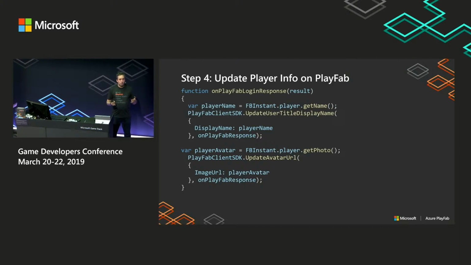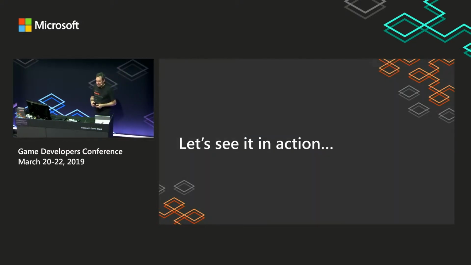The other thing that you're going to want to do is have the information like the player name and the player avatar available for you in PlayFab, so that when you're rendering things in your communications, you can take advantage of it. So after you did that login, you're going to want to check whether those have changed, and update the display name and update the avatar URL using the data that you got back from the Facebook Instant Games SDK. Let's see it in action. Sorry, I was excited to just show you stuff as opposed to just do slides.